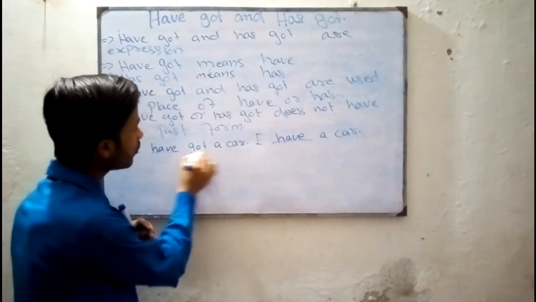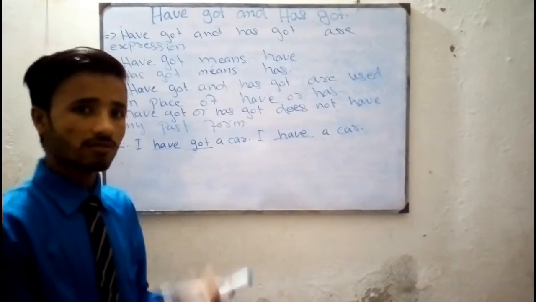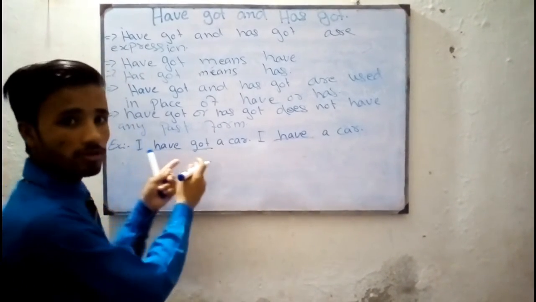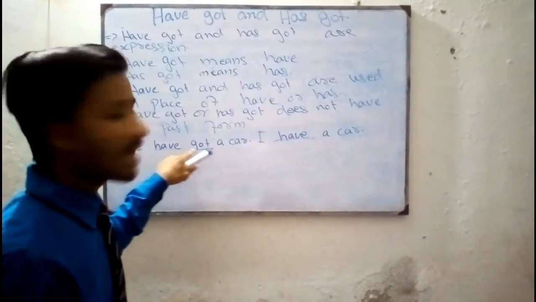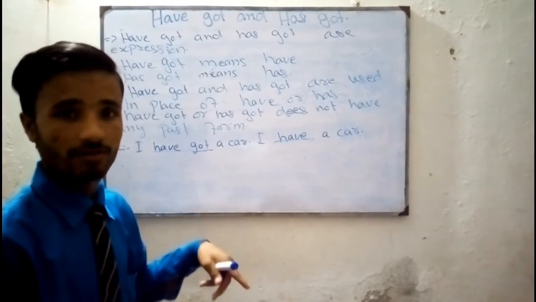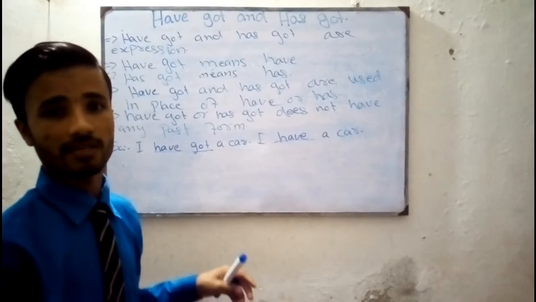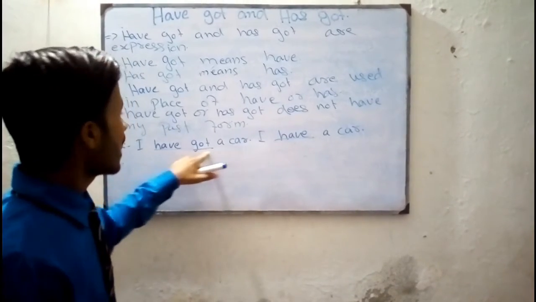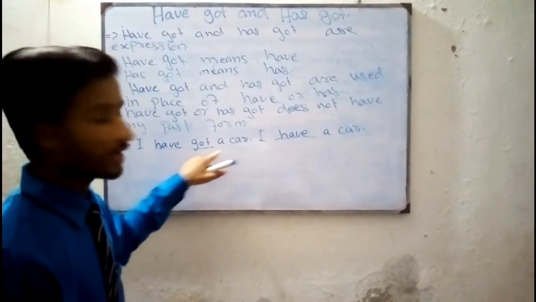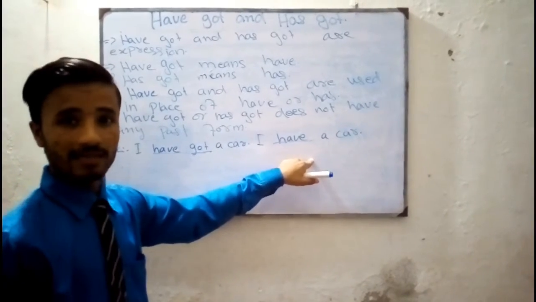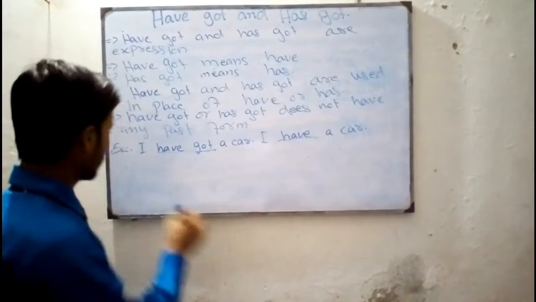Now you can see here got. You must be thinking that it's the third form, so it means that I found a car. But this is not the meaning. It means that I have a car. I have got a car means I have a car. Is this clear, guys?